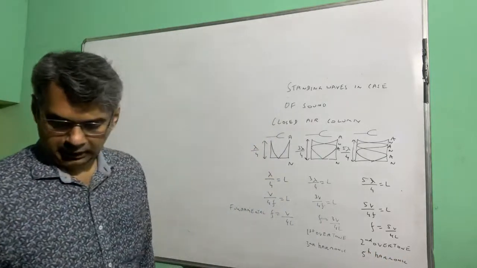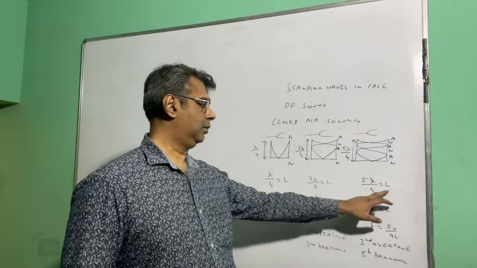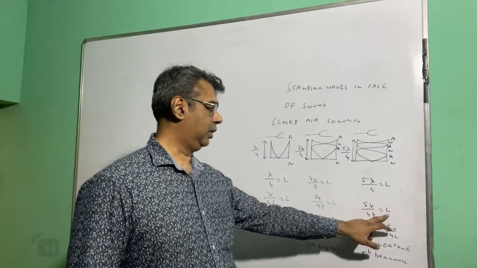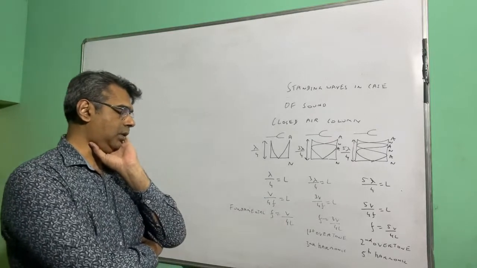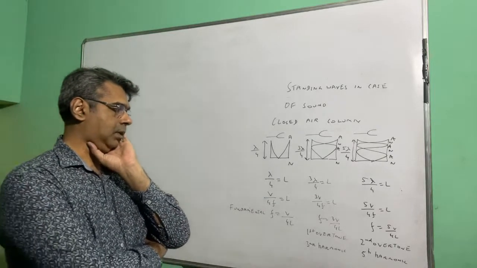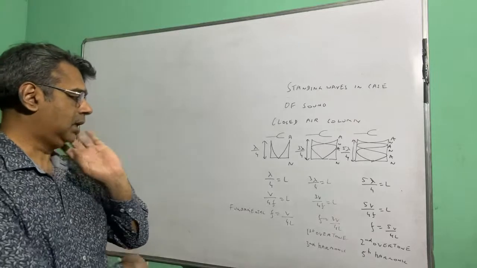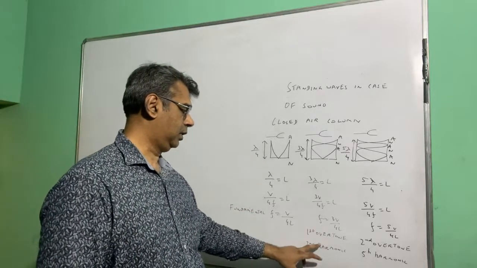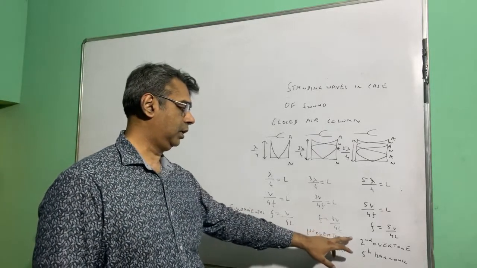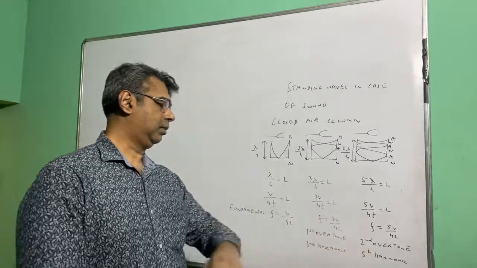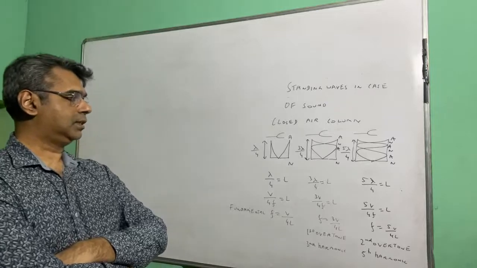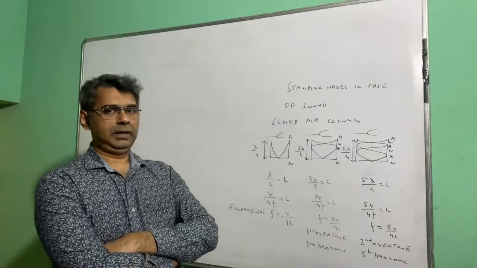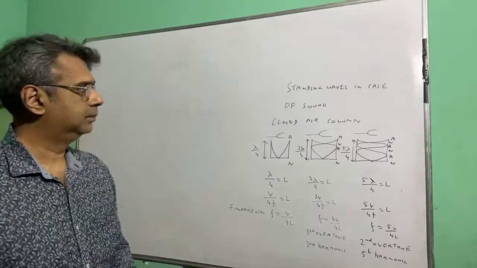And in the third diagram, 5 lambda by 4 is L, so 5V by 4F is L, so F is 5V by 4L. So this is the second overtone, which is also called the fifth harmonic. So the fundamental F is V by 4L, first overtone third harmonic F is 3V by 4L, second overtone fifth harmonic F is 5V by 4L. So this is the standing wave pattern in case of a closed air column.